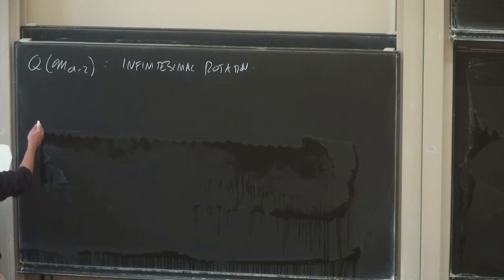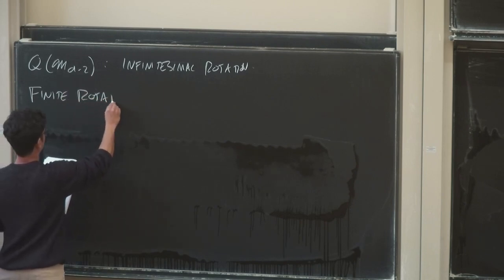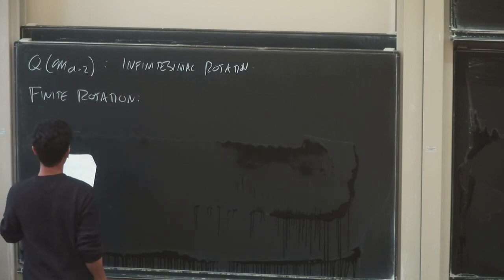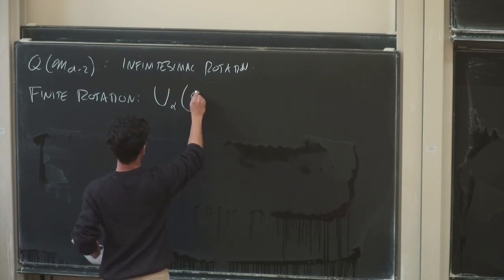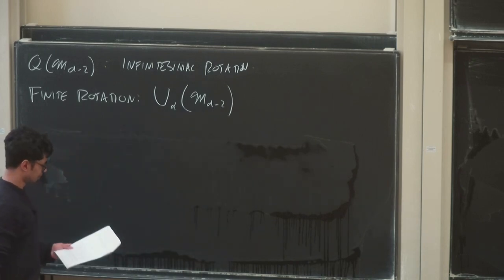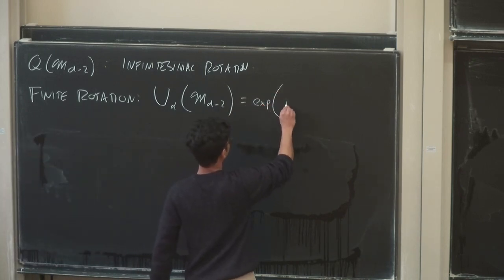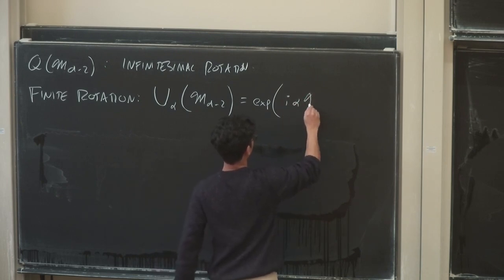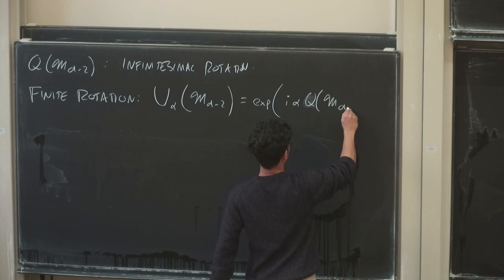We can now create the object that generates the finite rotation. That's generated by something which I'm going to call u sub alpha on M_{d-2}. And just as in the 0-form case, this is e to the i alpha Q as a function of M_{d-2}.